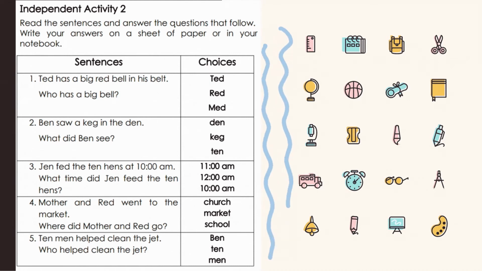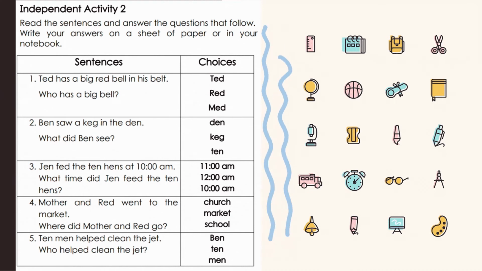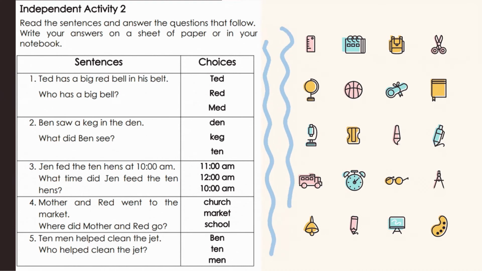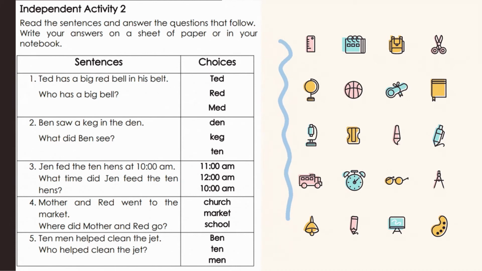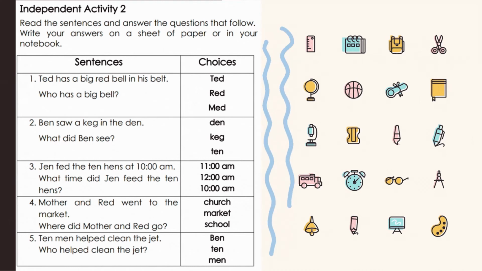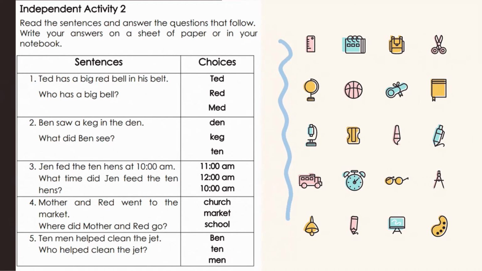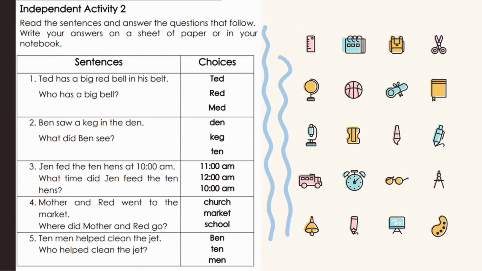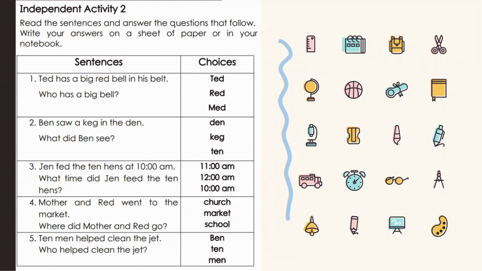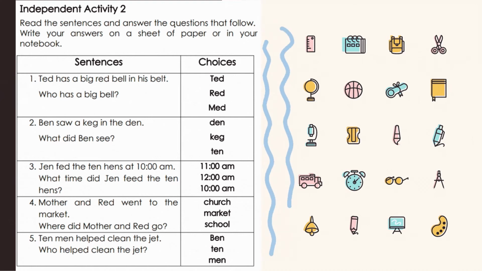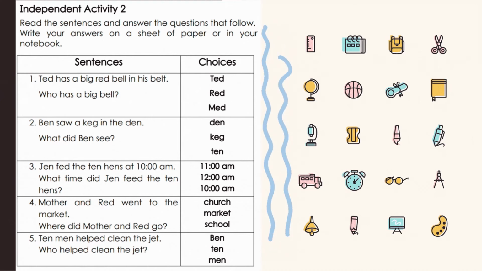Number 2, Ben saw a keg in the den. Question is, what did Ben see? Choices are den, keg, ten. Write your answer in your notebook. Number 3, Jen fed the 10 hens at 10 a.m. Question is, what time did Jen feed the 10 hens? Choices are 11 a.m., 12 a.m., 10 a.m. Write your answer in your notebook.